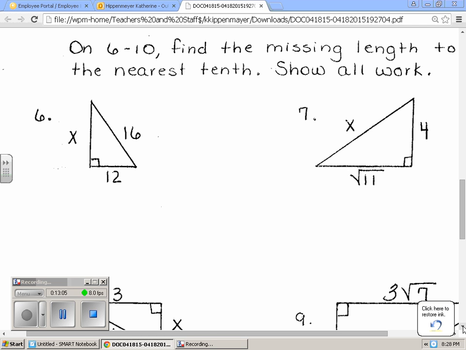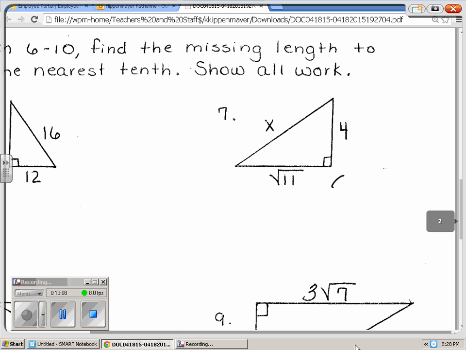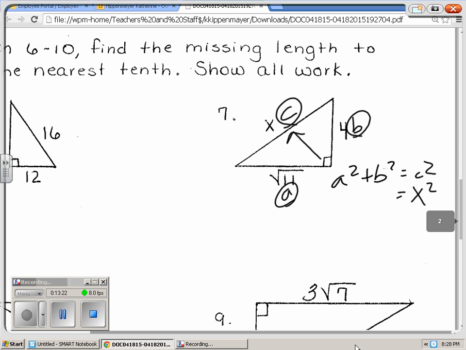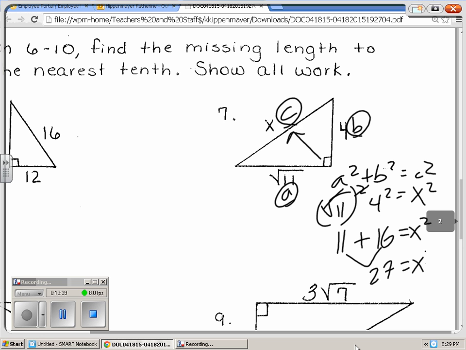Next problem, number 7. a squared plus b squared equals c squared. c is across from the right angle, so that would be the value we don't know this time. I'm going to label a as the square root of 11, b as 4. Remember, the square root and power of 2 are inverse operations, so when you square the square root of 11, you just get 11. 4 squared is 16, and then we add those together, and then take the square root. And we get x equals, and this rounds to 5.2, and we don't have the units listed here, so x equals 5.2.